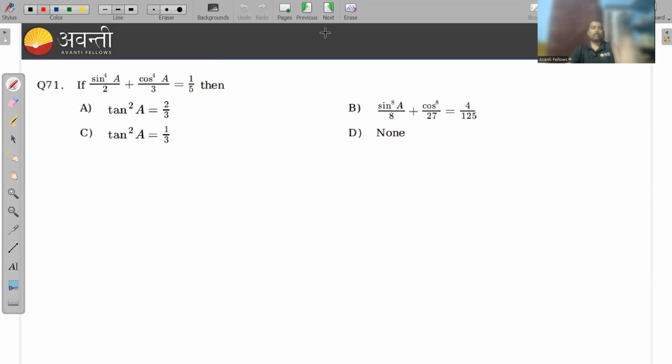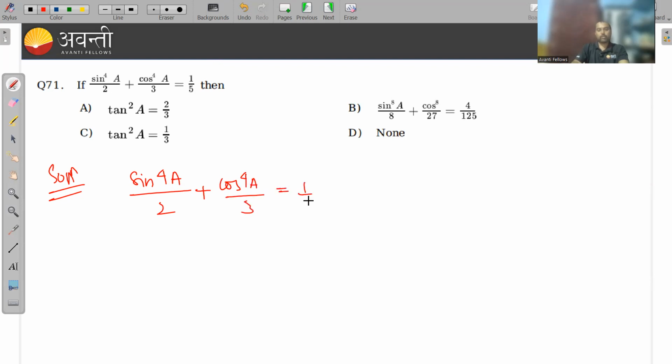Okay, 71. The question is given as one trigonometric equation. Then you need to find which of the following options is correct. It is given in the question, sin की power 4 of a by 2 plus cos की power 4 of a by 3 is equal to 1 by 5. Now, if we simplify it, we need to find which of the following options is or are correct.